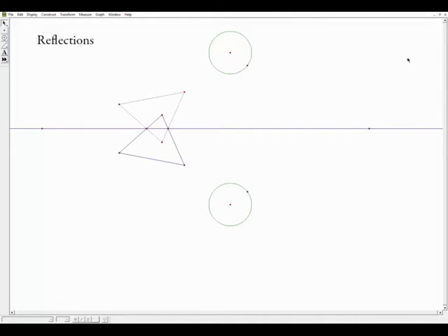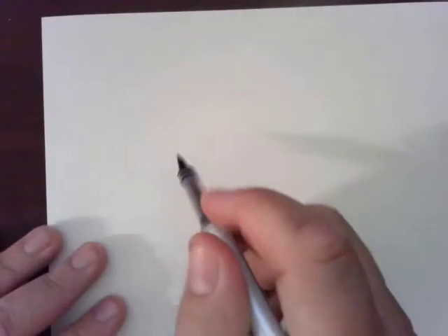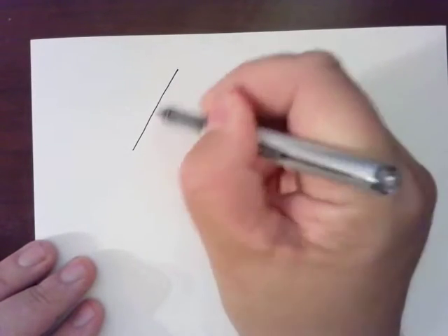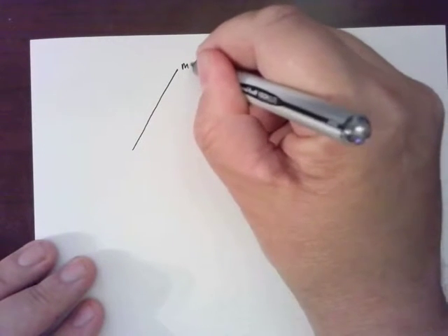So let's see how to do these by hand. Alright, so let's say I want to give it a mirror line. Let's say this is the mirror line.